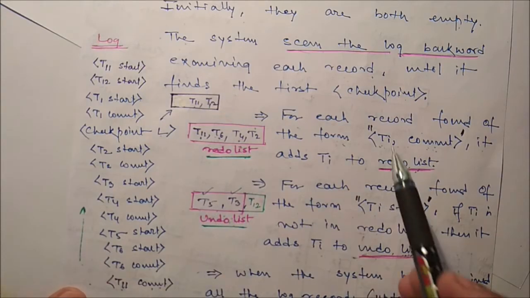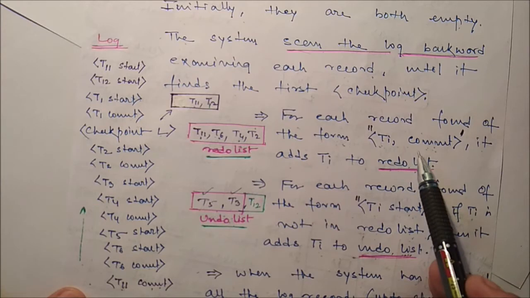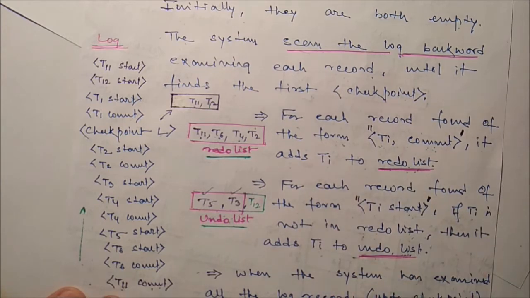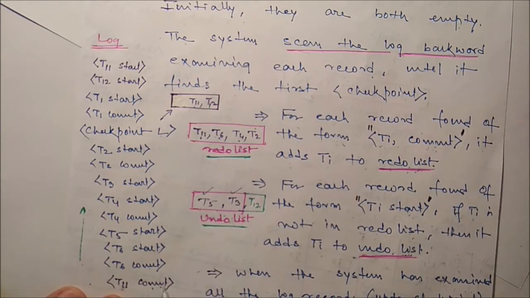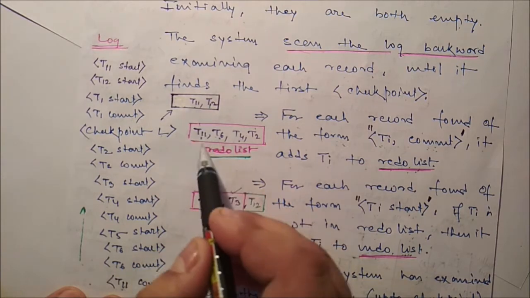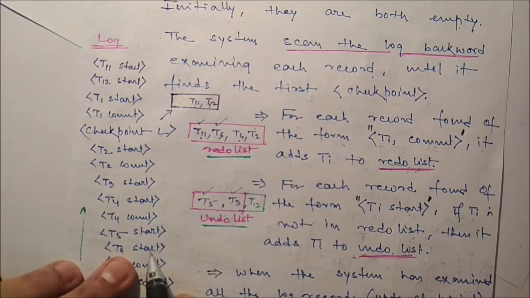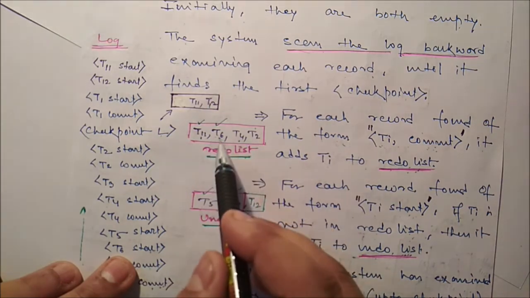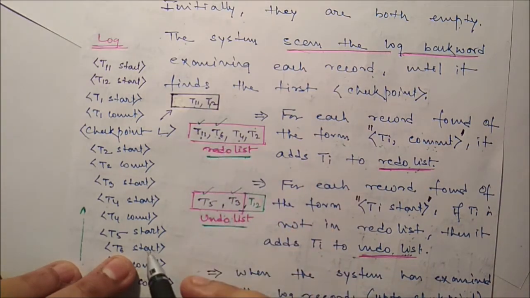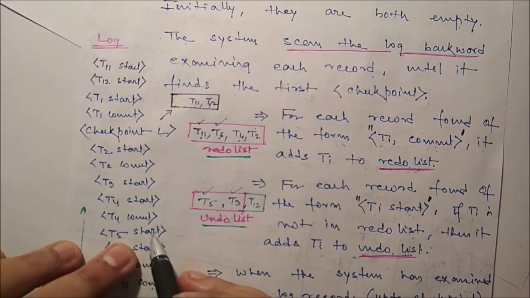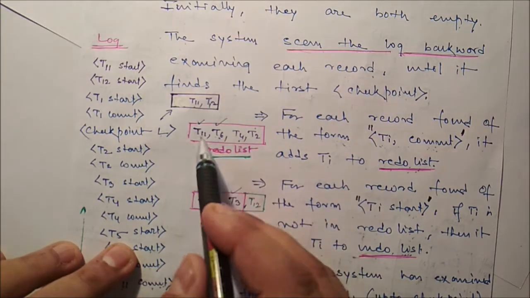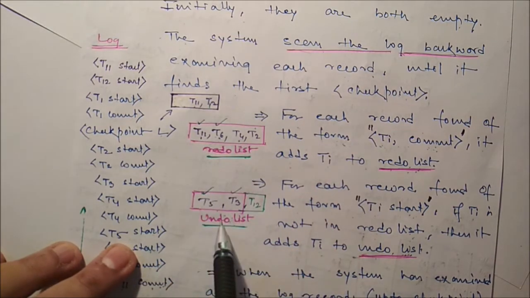Now for each record found of the form Ti commit, it adds Ti to the redo list. Here T11 commit is there, so in the redo list we have to add T11. Next, T6 commit is there, so we add it to the redo list. Now T6 start is there, and T6 is already present in the redo list, so do not add it to the undo list. Now T5 start is there. T5 is not present in the redo list, so we have to add it to the undo list.